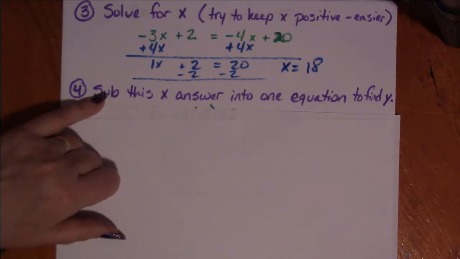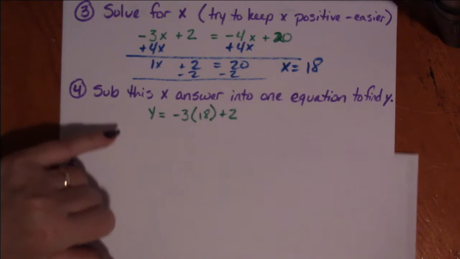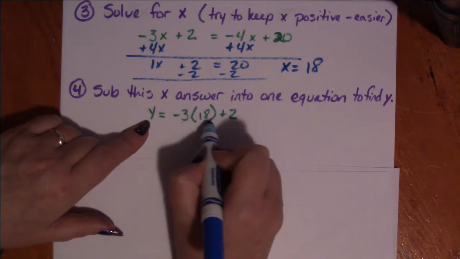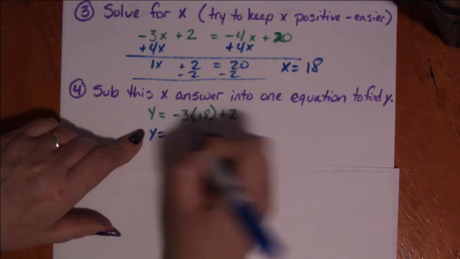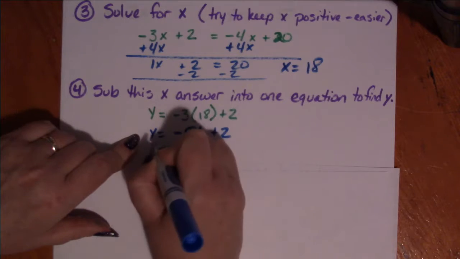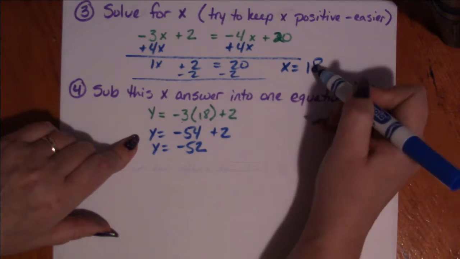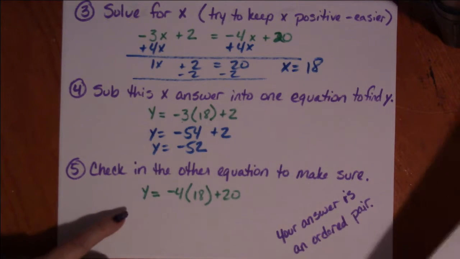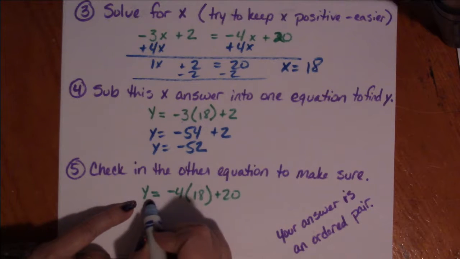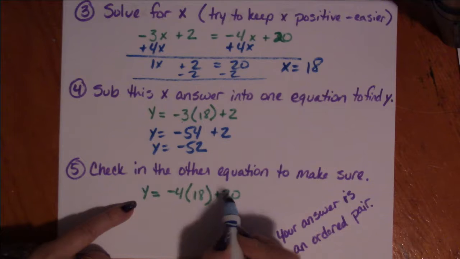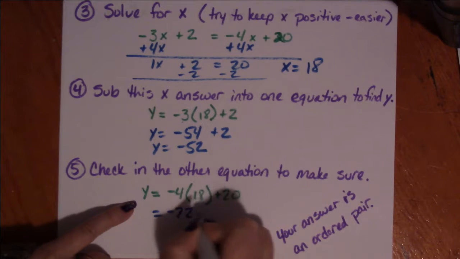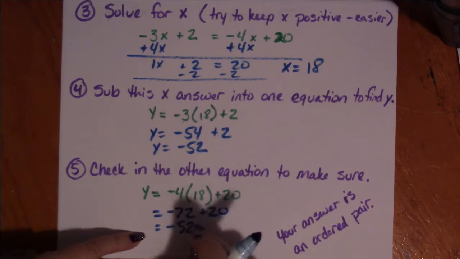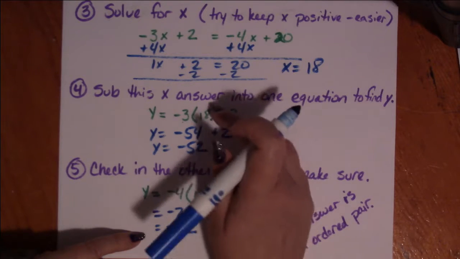Now we're going to substitute this x answer into one of the equations to find y. So we're going to stick that 18 into y equals negative 3x plus 2, y equals negative 54 plus 2, y equals negative 52. So now we have an x and a y, and we're going to check our answer. We're going to drop that into the other equation just to make sure. Does y equal negative 4 times 18 plus 20? Well, that's negative 72 plus 20, which is negative 52. So, yes, we've got both of them taking this answer.